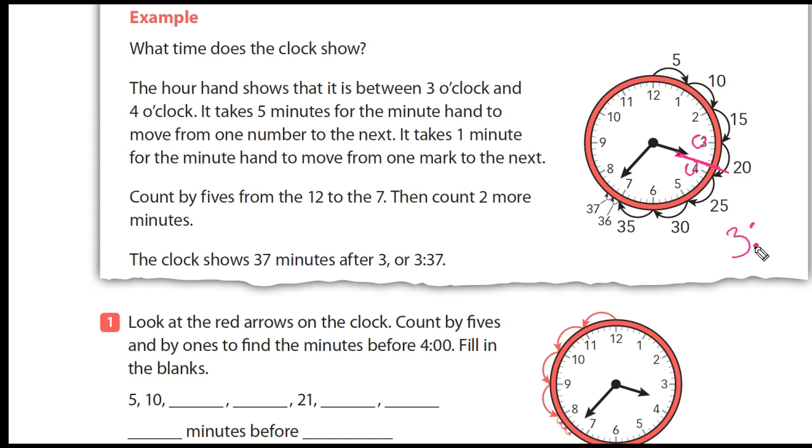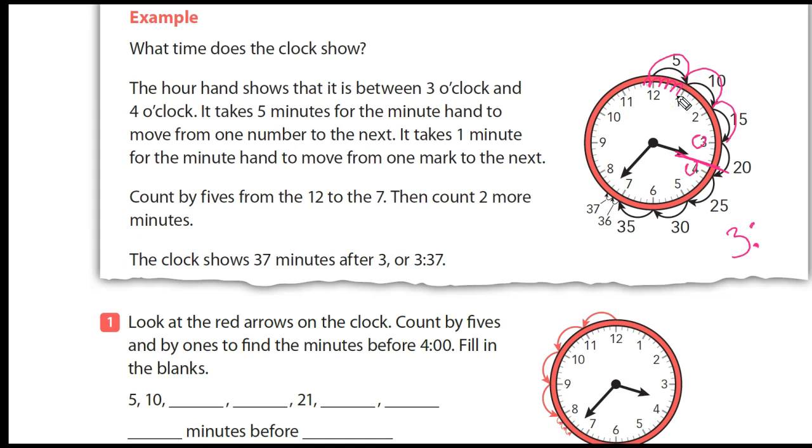It takes 5 minutes for the minute hand to move from one number to the next. It takes 1 minute for the minute hand to move from one mark to the next. So it takes 5 minutes from 12 to 1, 1 to 2, 2 to 3, every 5 minutes. And it's 1 minute from one mark to the other, those little marks that you see. That's what they're talking about.